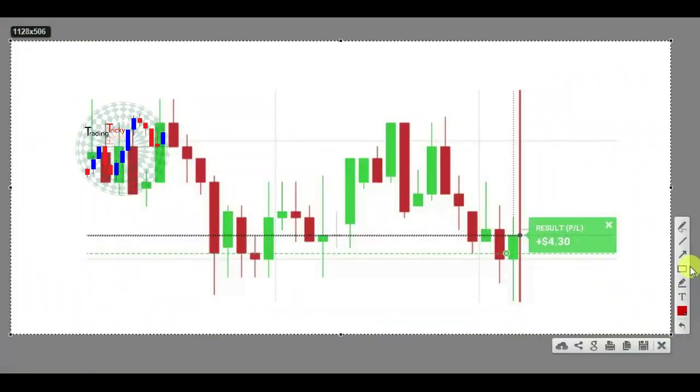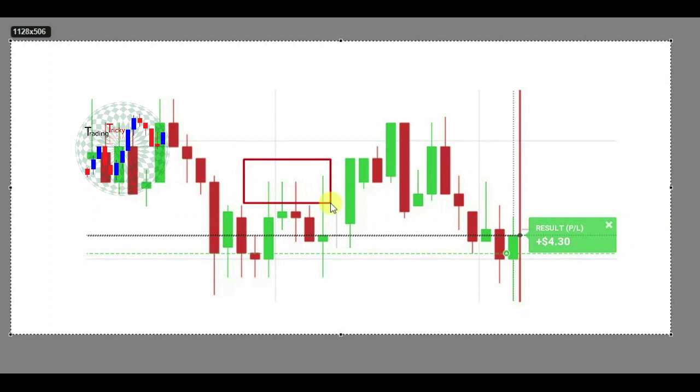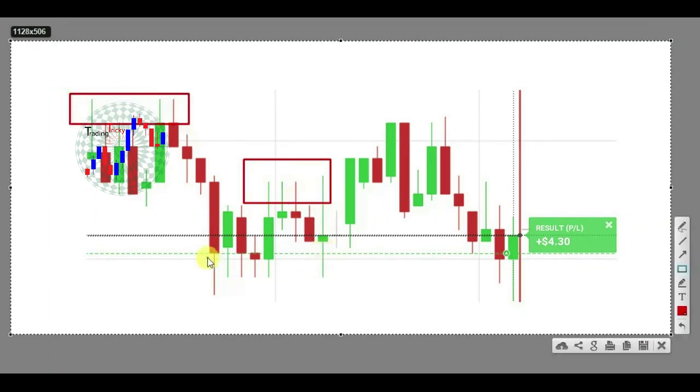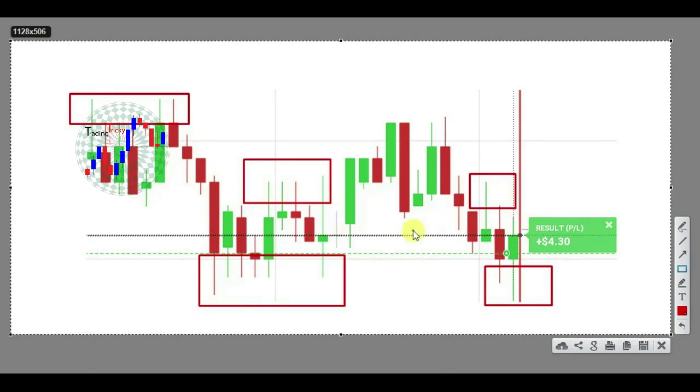Okay, this is not a good market to trade. Strong wicks. See, everywhere there are strong wicks. So this is not good. And if you trade in this market, you should always look for marginal safety.